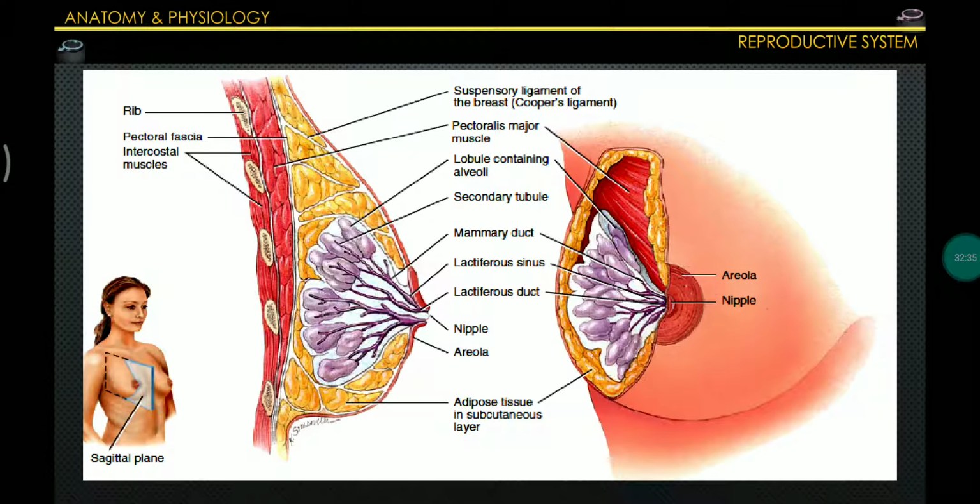Coming to the mammary glands, they are the accessory glands present in the female reproductive system. They consist of fatty regions which have secretory glands, also called alveoli, which are connected to the mammary ducts. These mammary ducts fuse to form lactiferous ducts. These lactiferous ducts open out by means of nipples, and the nipple consists of many openings, which help in the ejection of milk after the birth of a baby.